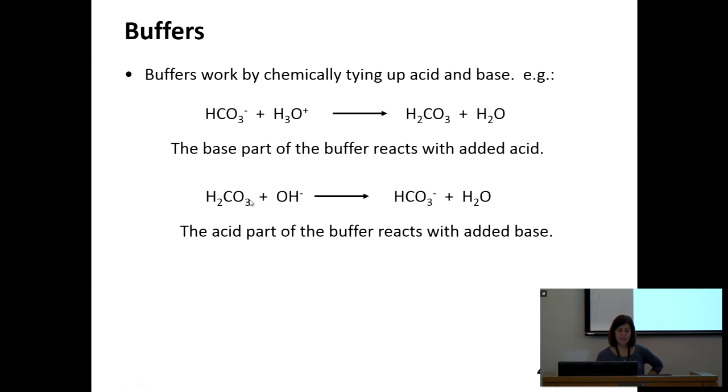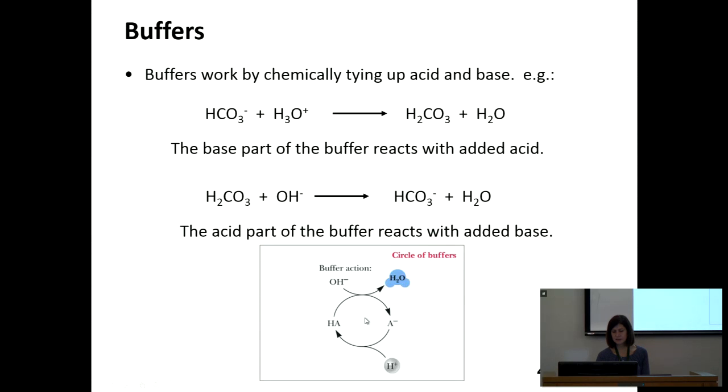Now you might want to write down in your notes the acid part of your buffer. So here the H2CO3 is the acid part of your buffer. It's going to react with added base to produce the base part of your buffer and water. And so it's eating up any added acid or base. It can't eat up a tremendous amount. There's limitations. This is sort of a circle of buffers. So here, the conjugate base reacts with acid to produce the acid. The acid reacts with added base to produce the conjugate base.